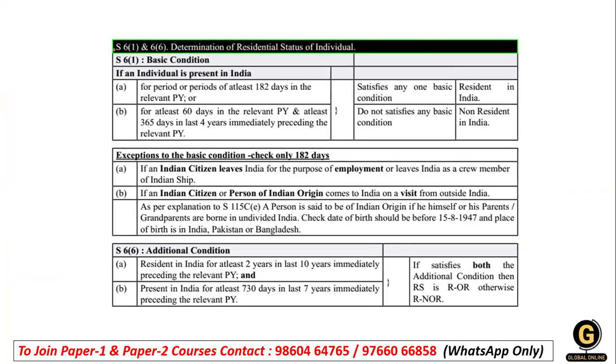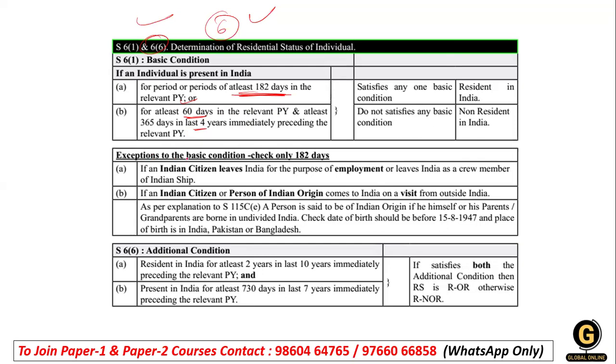Here the residential status is given in the chart. The basic condition and section are given, that is under Section 6, the residential status of the individual is given. Now what conditions do they have to fulfill? Yes, 182 days in the previous year, and at least 60 days and 365 days in the last 4 years immediately preceding the year.